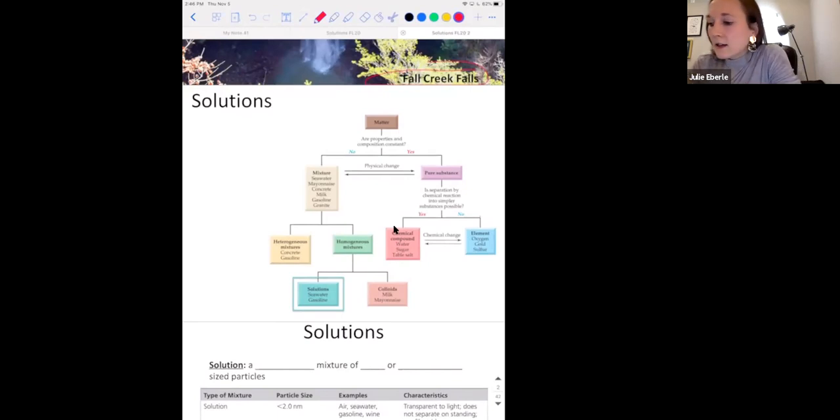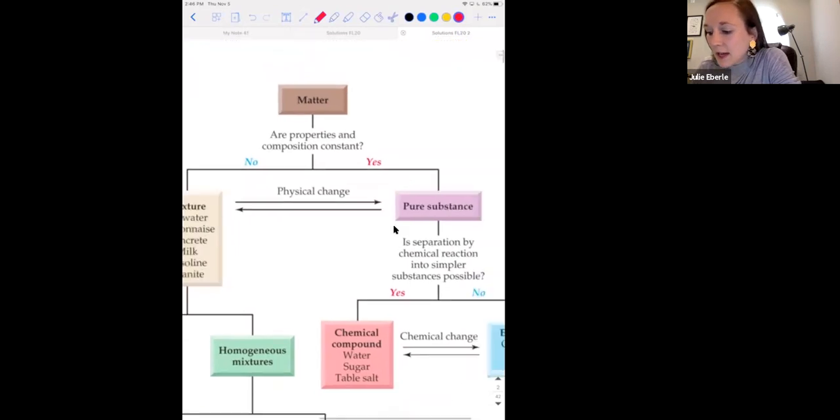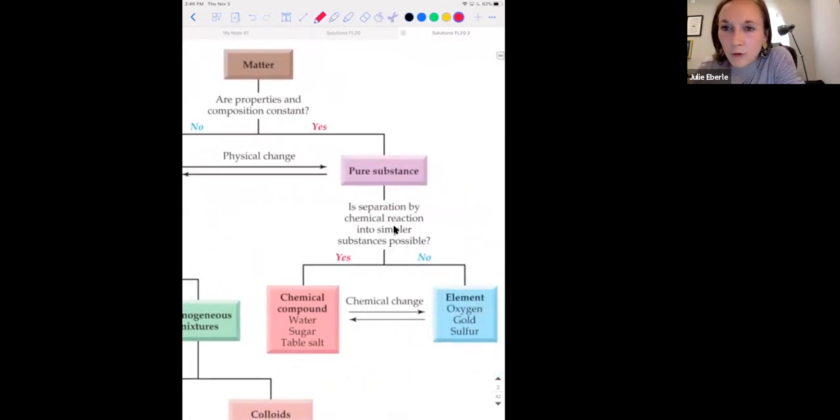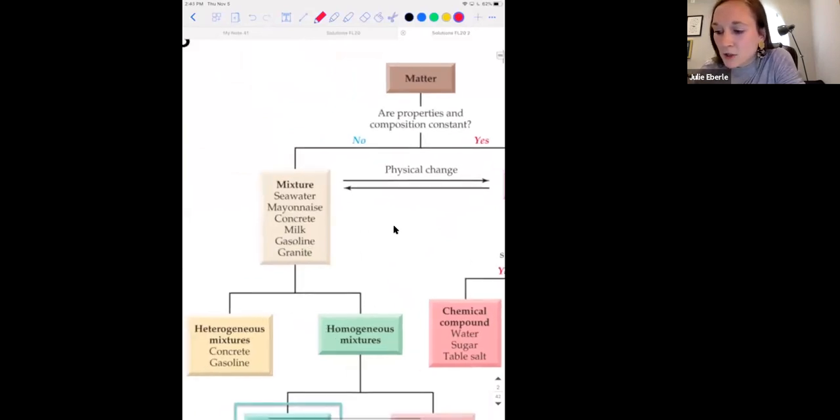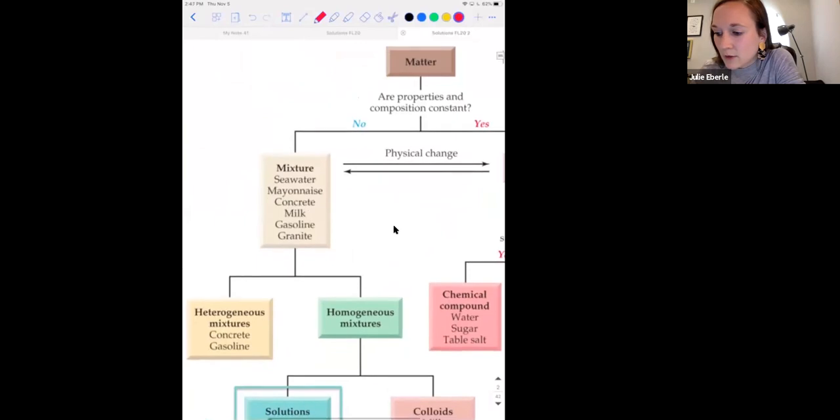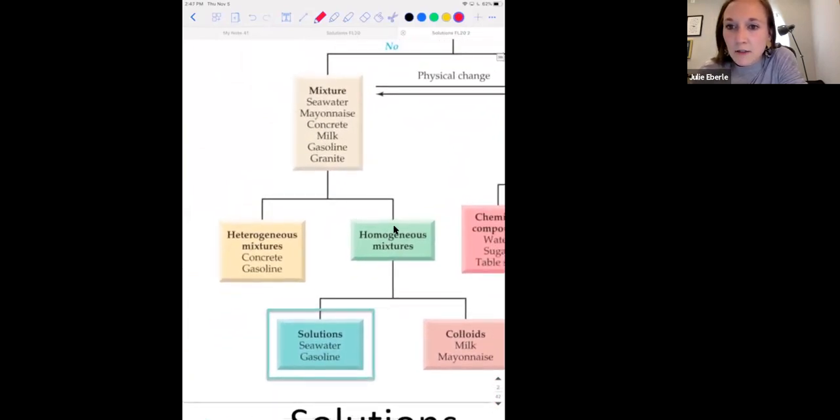We started off asking questions like, okay, if we have some matter, we want to classify it. If we ask this first question, is the composition constant? If the answer was yes, then we have an element or some kind of pure substance, whether it's a compound or an element. If the answer was no, meaning the composition is not uniform, maybe there's more than one thing present in our matter, then we have a mixture. We also learned that there are two kinds of mixtures, heterogeneous and homogeneous.